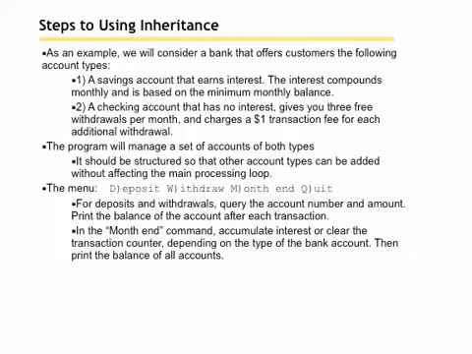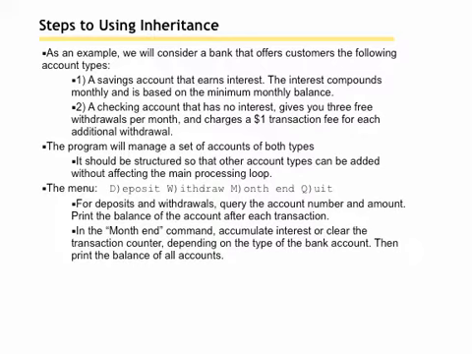Suppose we have a savings account that earns interest, and the interest compounds monthly and is based on the minimum monthly balance. A checking account has no interest, gives you the first 3 withdrawals per month free, and charges $1 per transaction for each additional withdrawal. The program will manage a set of accounts of both types.